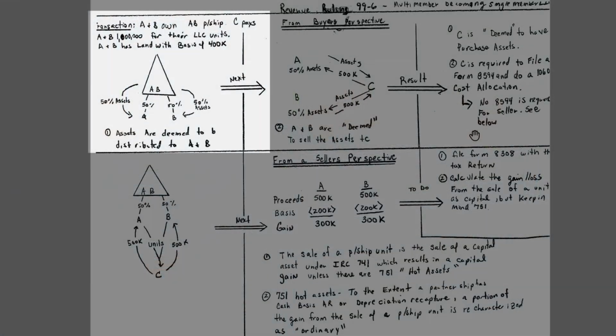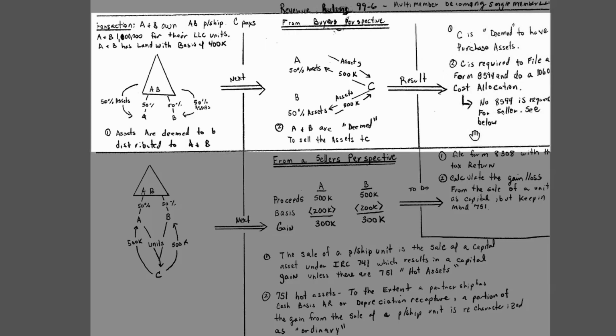Transaction: A and B own the AB partnership. C pays A and B for their entire interest. From a buyer perspective, the assets were distributed or they bought it directly from A and B. I'm not sure I care either way. C is deemed to have purchased all the assets. Now this is one that you might want to put a highlight on. Since C is required to file a Form 8594, do a 1060 cost allocation, no 8594 is required for the seller. The 8594 is your purchase price allocation form.